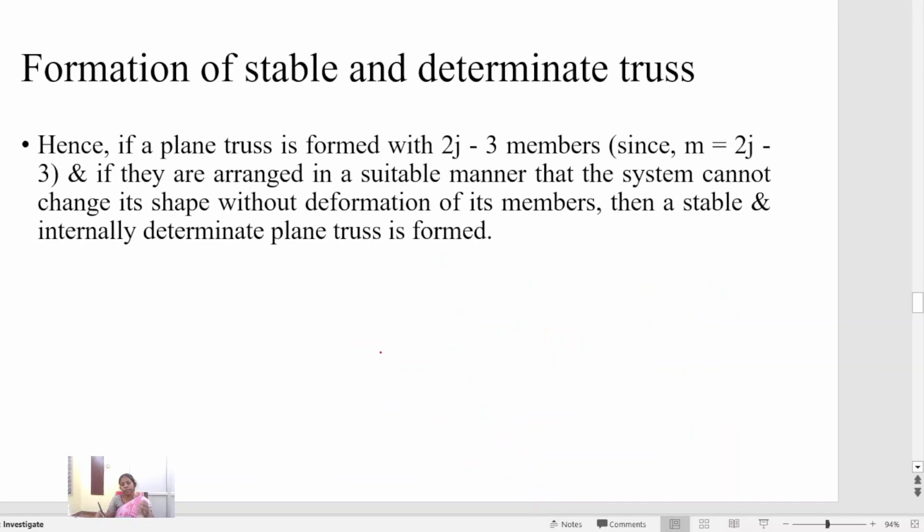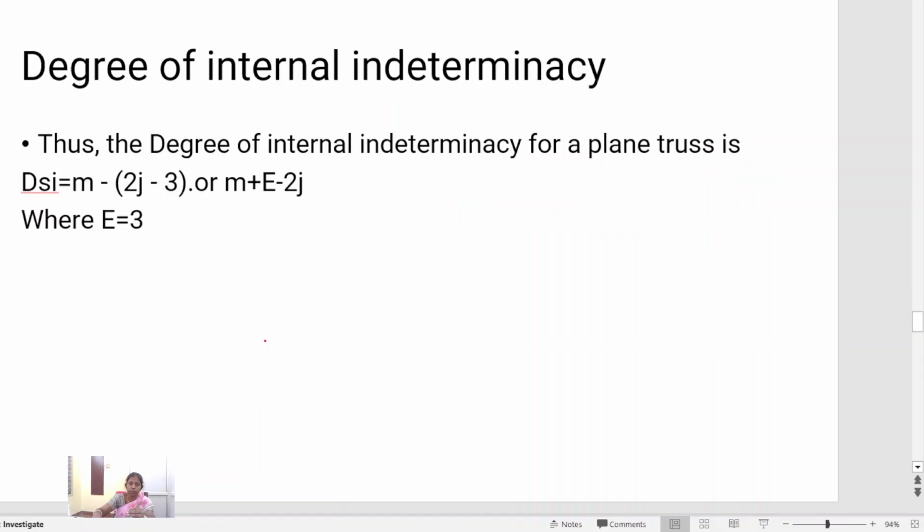If a plane truss is formed with the 2j minus 3 members, that is m equal to 2j minus 3, and they are arranged in a suitable manner such that the system cannot change its shape without the deformation of members, then a stable and internally determinate plane truss is formed. So if this equation is satisfied, then the truss will be a stable and internally determinate one.